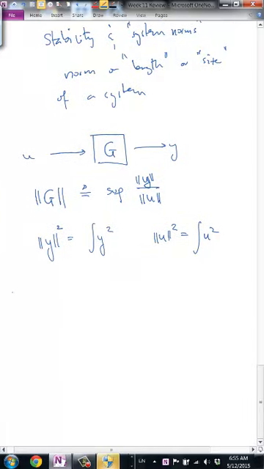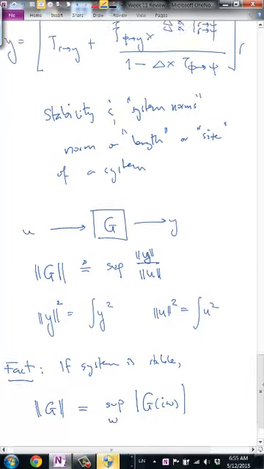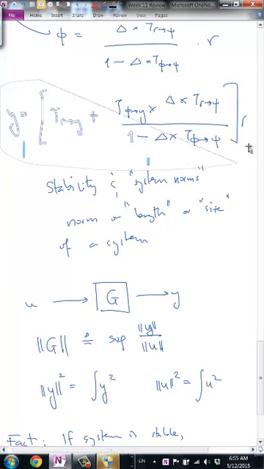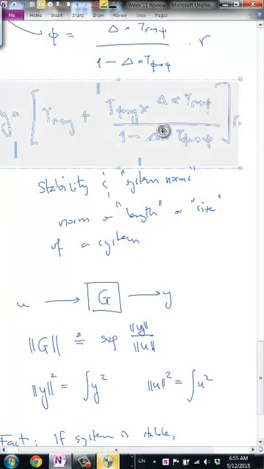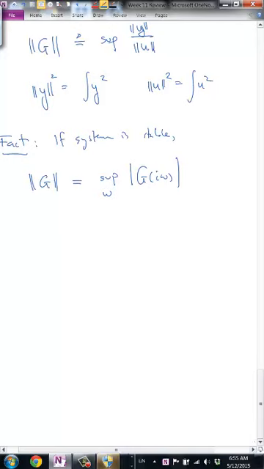And a key fact, which we're not going to discuss, is that if the system is stable, then its norm, defined in the above way, is also the supremum over all omega of G of i omega. Now, we don't have to worry about these details too much. The reason I'm explaining it is if we look back at this transfer function, let's copy it and bring it down. So this is the closed loop transfer function that we derived from R to Y.